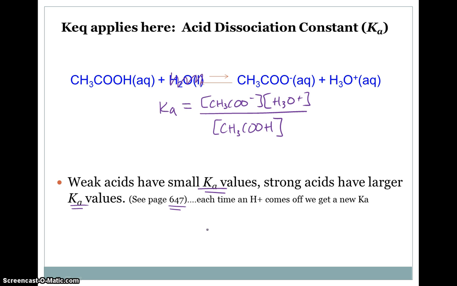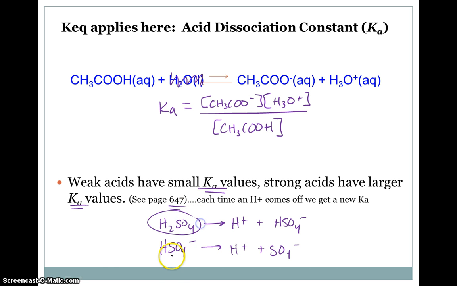One thing to note is if you have a polyprotic acid like H2SO4, because this thing ionizes in steps, you'll see multiple Ka values based off of which step you're starting on. So you'll notice that you'll see a Ka for H2SO4 and you'll see a separate Ka for HSO4-. Since these things ionize in steps, each ionization gets its own Ka value.